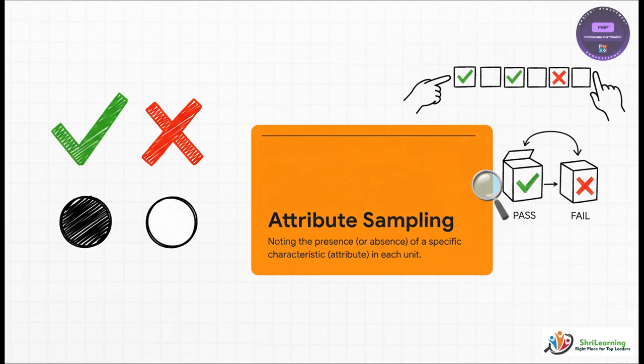So here it is, the textbook definition. The key phrases to burn into your brain are presence or absence and of some characteristic. Really, it's just a binary check. It's either there or it isn't. It passes or it fails. There is no maybe, no in between.